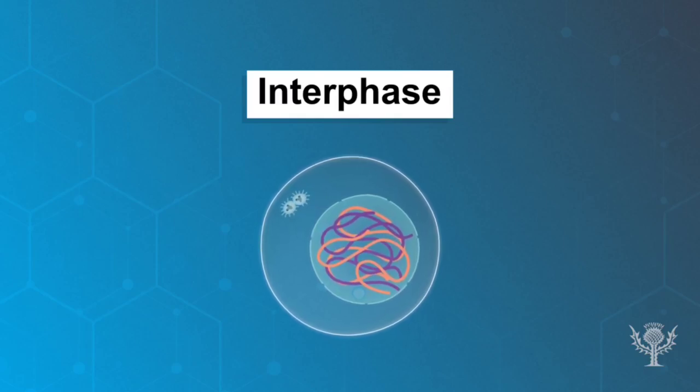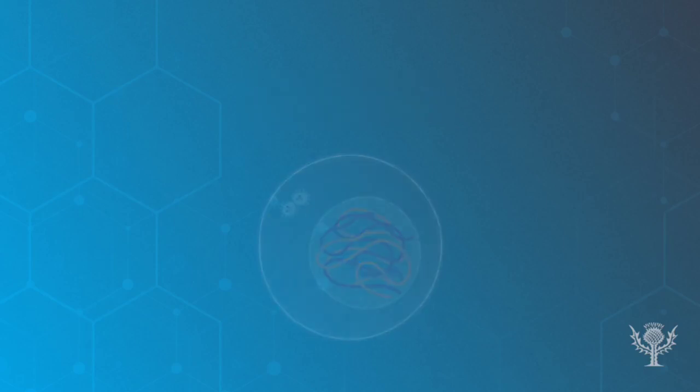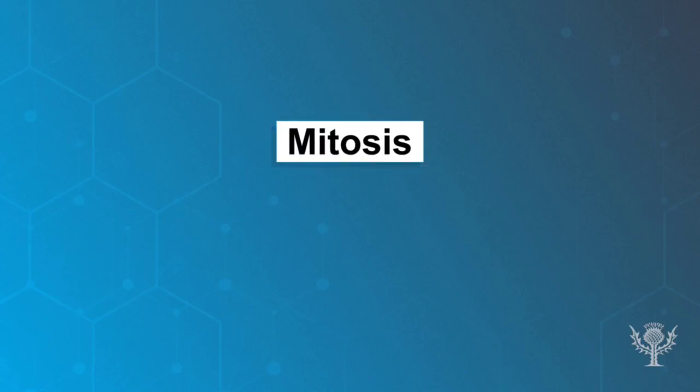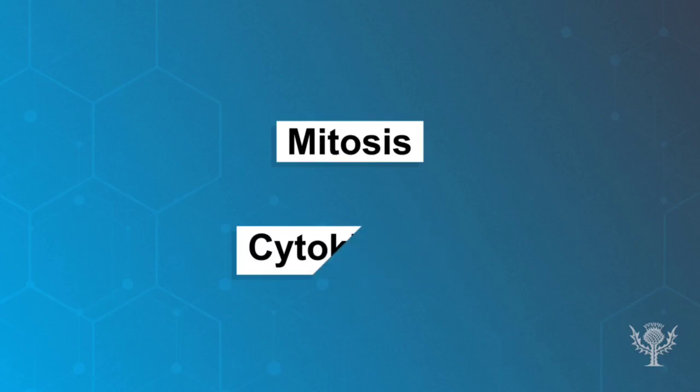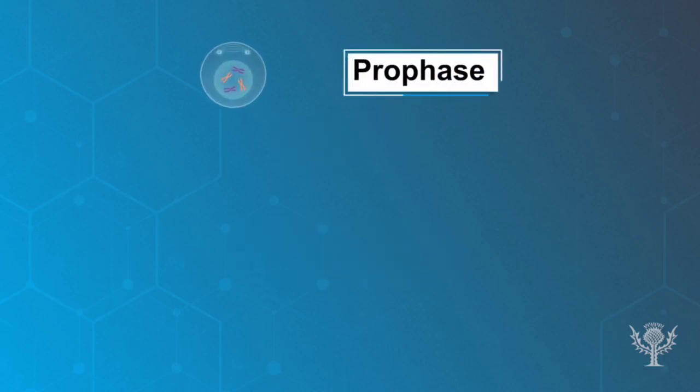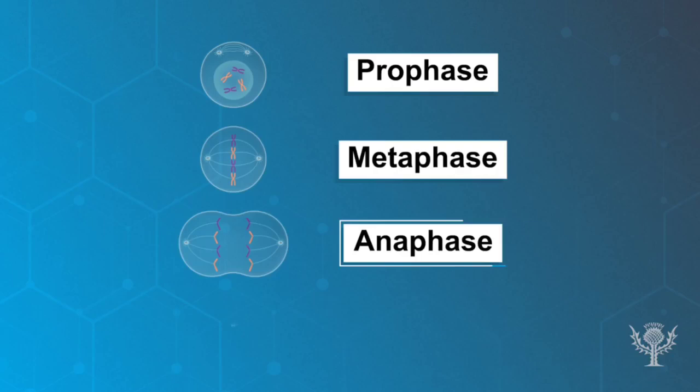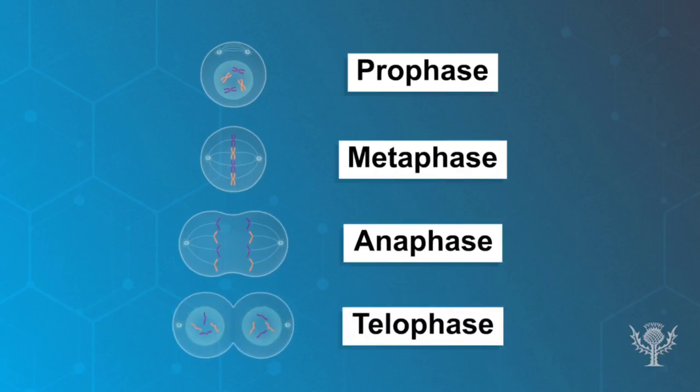matter. Next, the cell will go through mitosis, which includes division of the nucleus, and then the division of the cytoplasm, called cytokinesis. Mitosis also has several stages: prophase, metaphase, anaphase, and telophase, which are finally followed by cytokinesis.